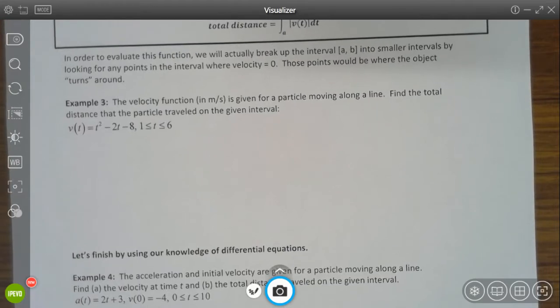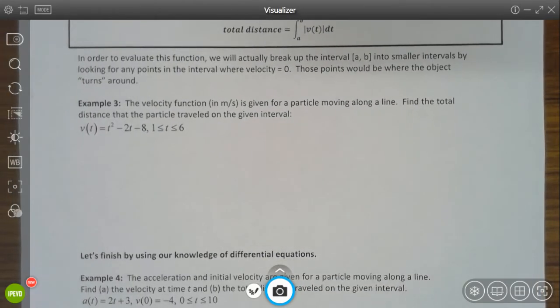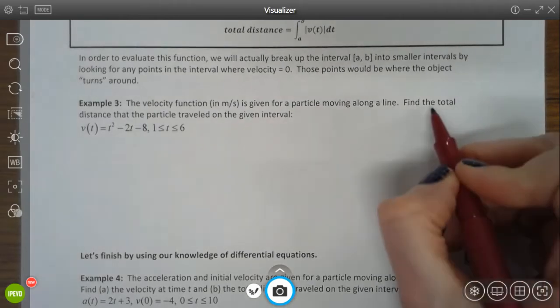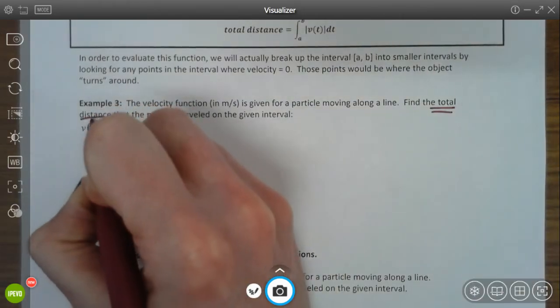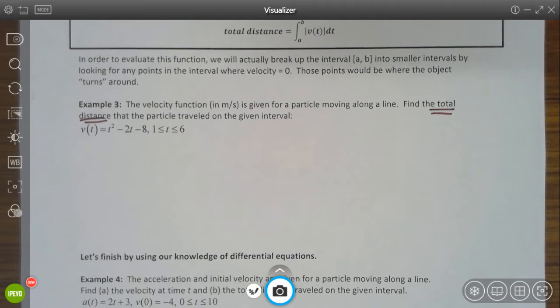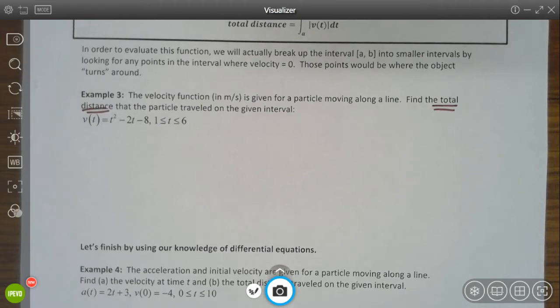So that's where example 3 is going to come into play. We're studying the same particle that we did in example 2, where we saw its displacement was negative 10^3 meters, but we want to now find the total distance this guy traveled. So again, I'm given the same velocity function, the same time frame from 1 to 6, but now I'm being asked to find total distance.